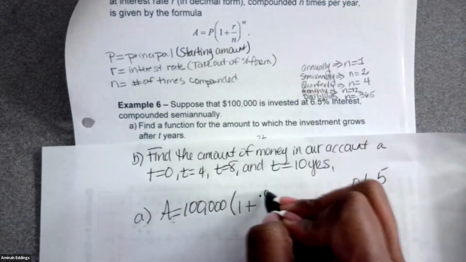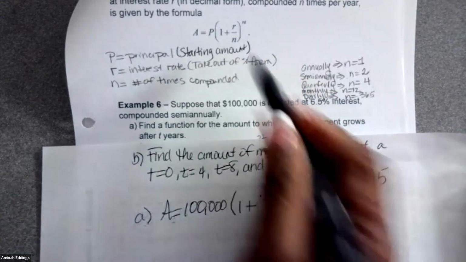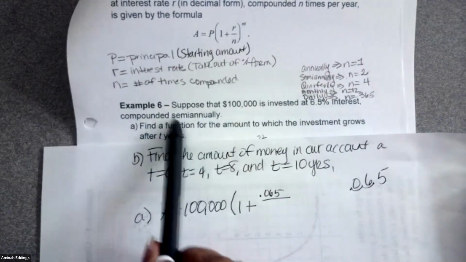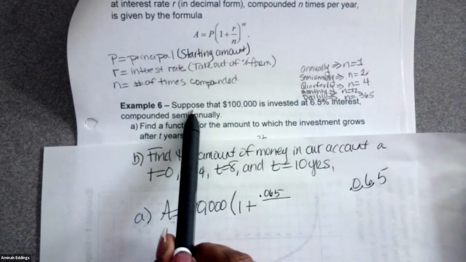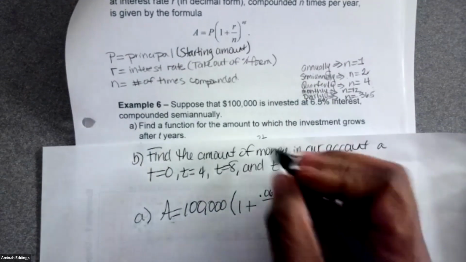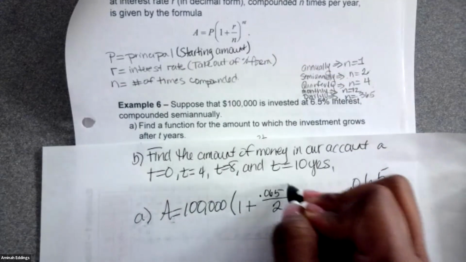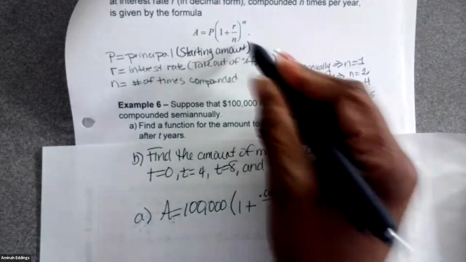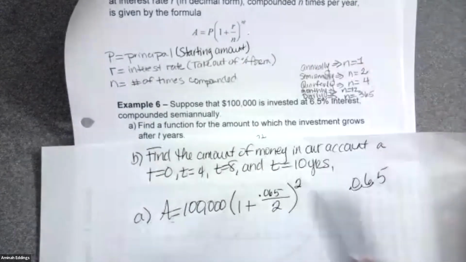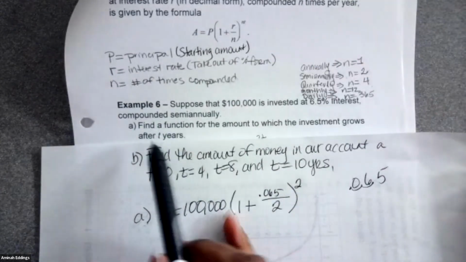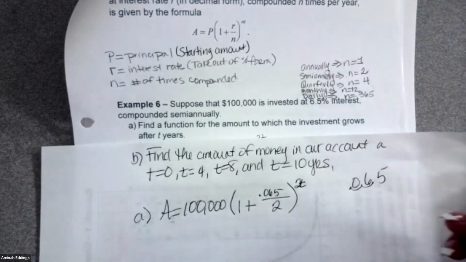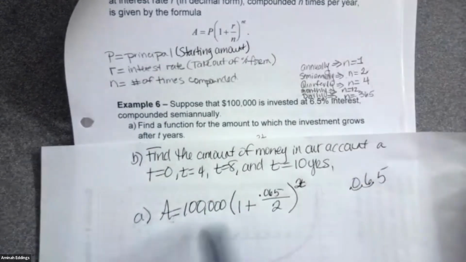So 0.065 over N, all right? It's telling us it's being compounded semi-annually. So that means my N is 2. So 0.065 over 2, close parentheses. My exponent is going to be 2, and then T. I don't know T because it says T years, so I leave that as my variable. And so this is my function, okay?